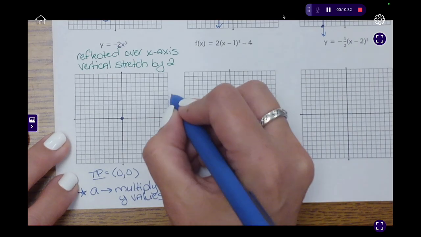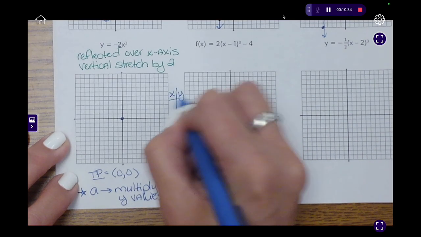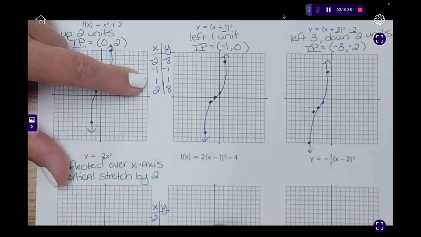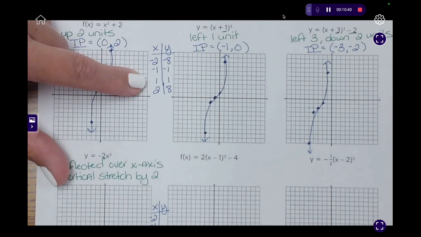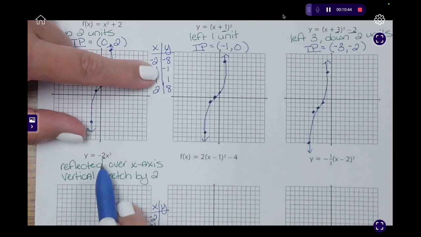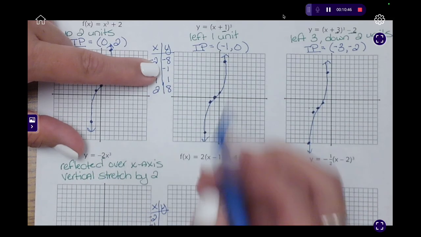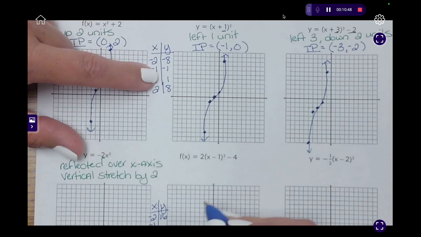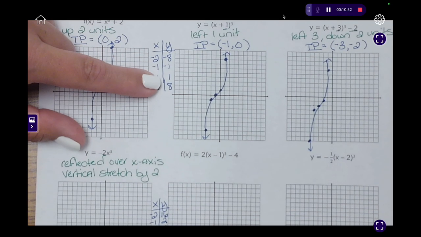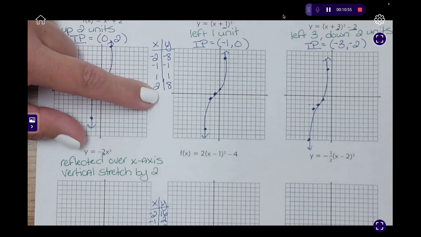So if I'm looking at my table, and I'm going to write a really skinny one right here, I'm still using these. So -2, -1, 1, 2. But here, I'm going to multiply each one of those by a -2, my a value. So this is going to become a positive 16. This becomes a positive 2. This becomes a -2, and that becomes a -16.